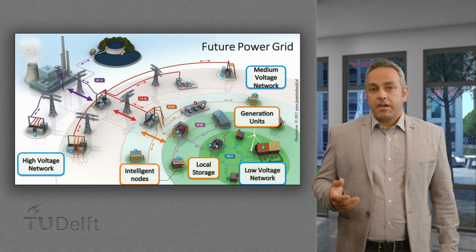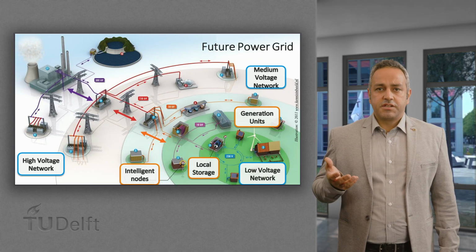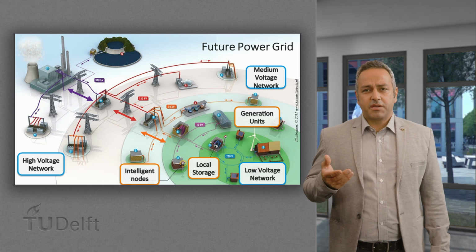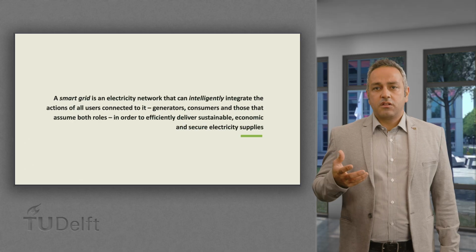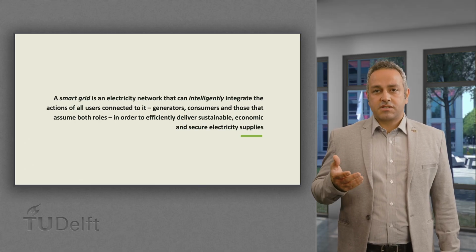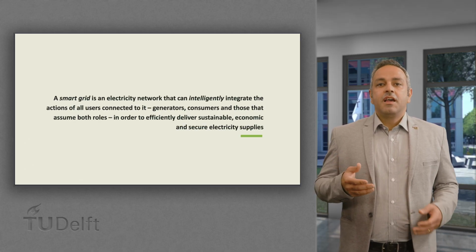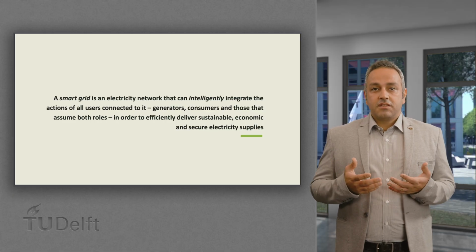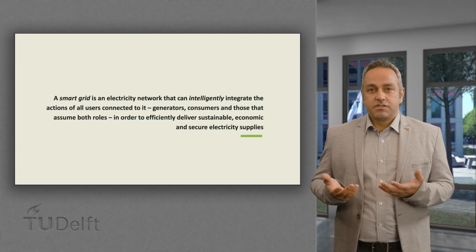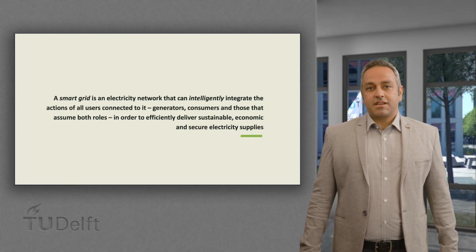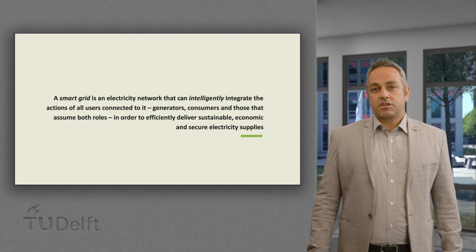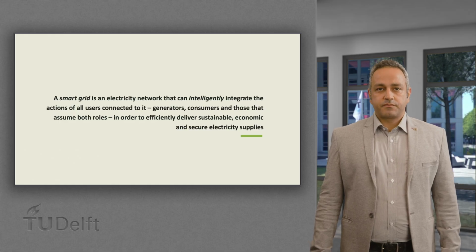You have probably heard the concept of a smart grid before. This term has been used for many applications. In this course, we use the definition of the European Technology Platform of Smart Grids, which says a smart grid is an electricity network that can intelligently integrate the actions of all users connected to it in order to efficiently deliver sustainable, economic, and secure electricity supplies.